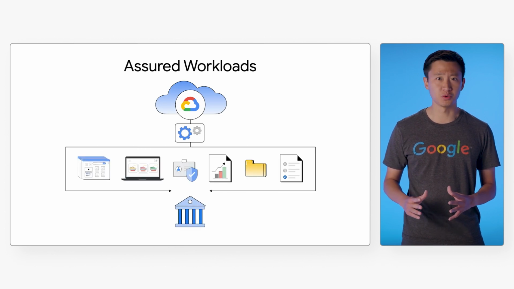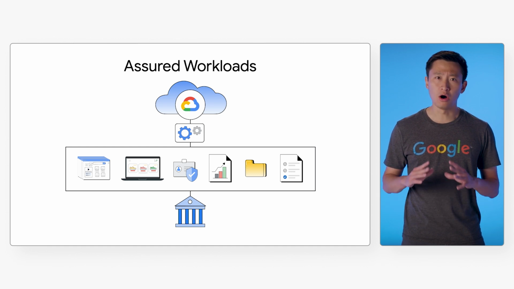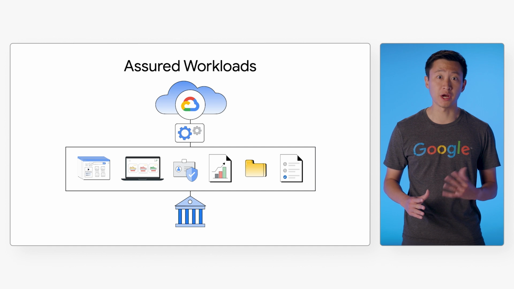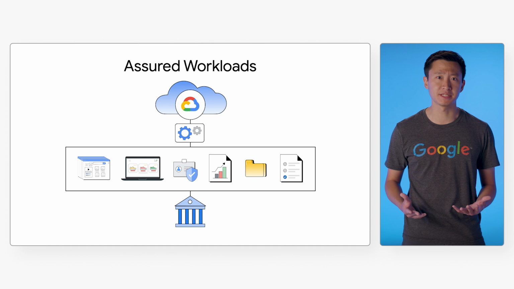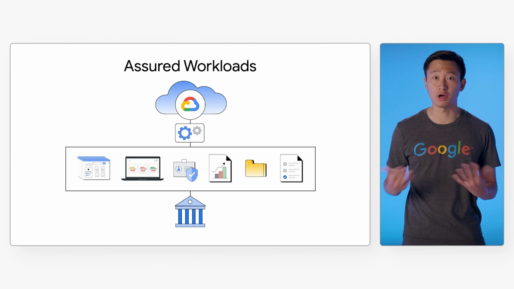Assured Workloads is a tool that helps you run secure and compliant workloads on Google Cloud. All organizations have to do is choose the right regulatory framework, and Google Cloud will put the necessary cloud controls in place to support your compliance requirements across the globe.